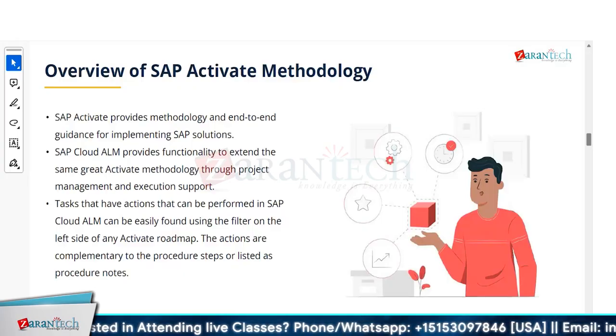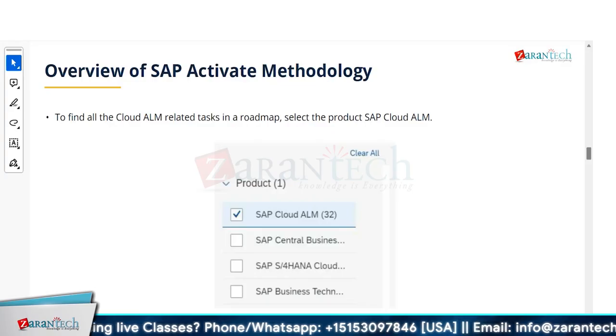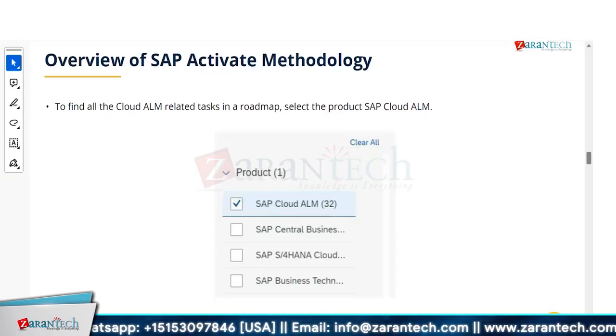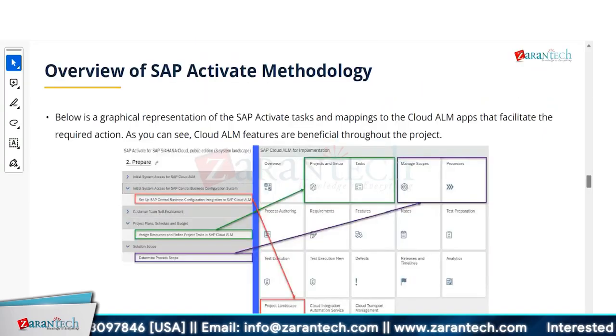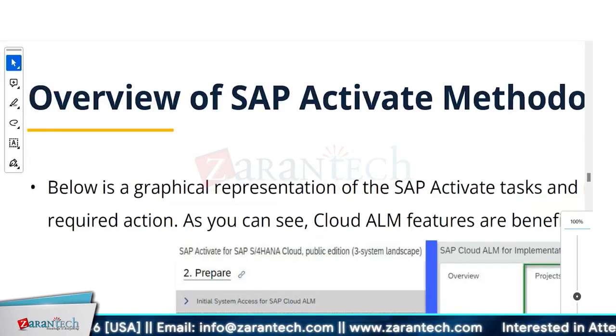Okay, so again I think we have covered this. So in Cloud ALM you can just go and select the roadmaps available in the SAP Activate roadmap here, and then okay. So yeah, this is fine. This is the screen. Okay, one second. Just expand it a bit.